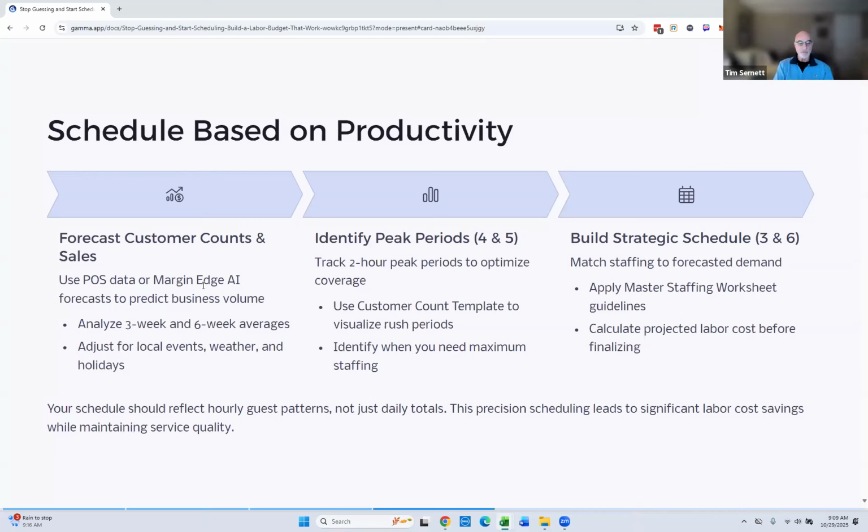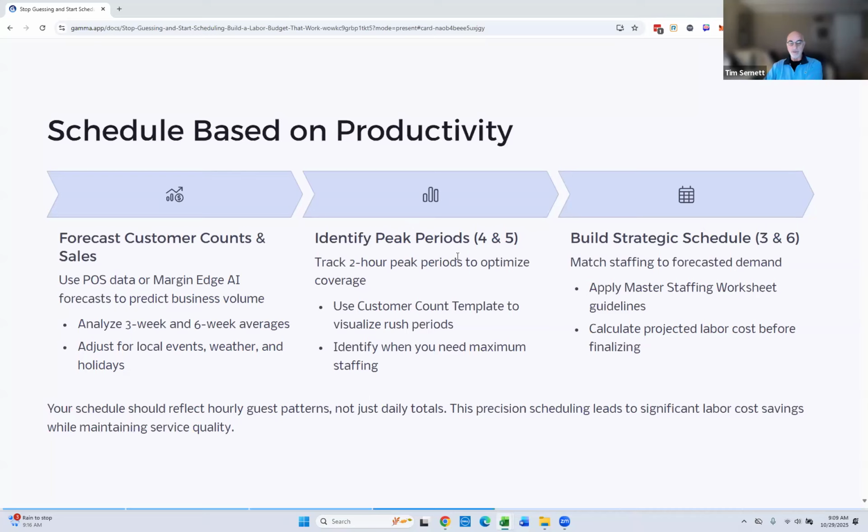There are different ways to forecast and predict your business volume. You want to analyze 3 and 6 week averages and adjust for local events, weather, and holidays so that you have an idea of what your sales and your customer count should be in the coming week. So that's the starting point.